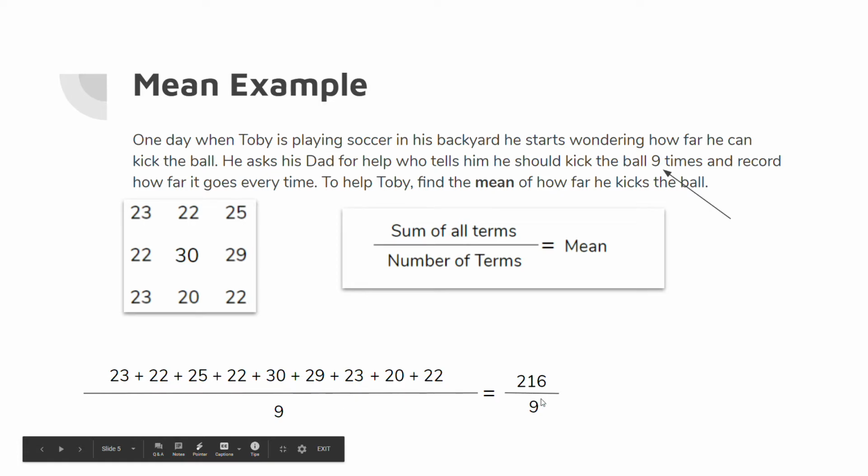So now we just divide this. 216 divided by 9. Now I'm not going to make you do this, but I'm just going to do it by myself and tell you that 216 divided by 9 is 24. So 24 feet is the mean of the data set, which means out of all these 9 times, the average distance he kicked the ball was 24 feet.